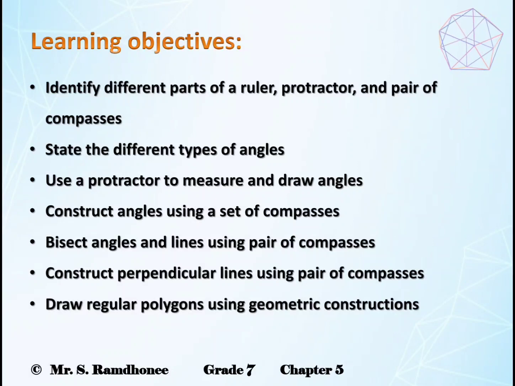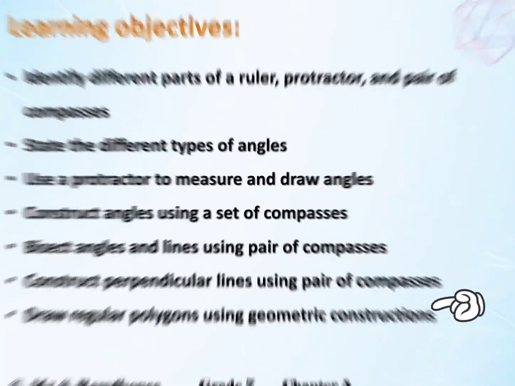The learning objectives are as follows. You will be able to identify different parts of a ruler, protractor and a pair of compasses. You'll also be able to state the different types of angles, use a protractor to measure and draw angles, construct angles using a set of compasses, bisect lines and angles using a pair of compasses, construct perpendicular lines using a pair of compasses, and finally draw regular polygons using geometric construction.